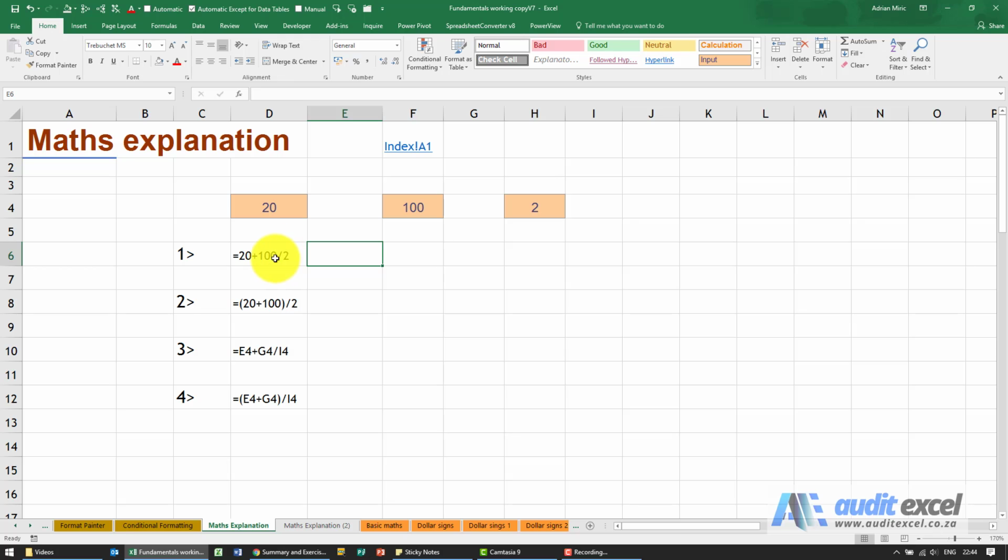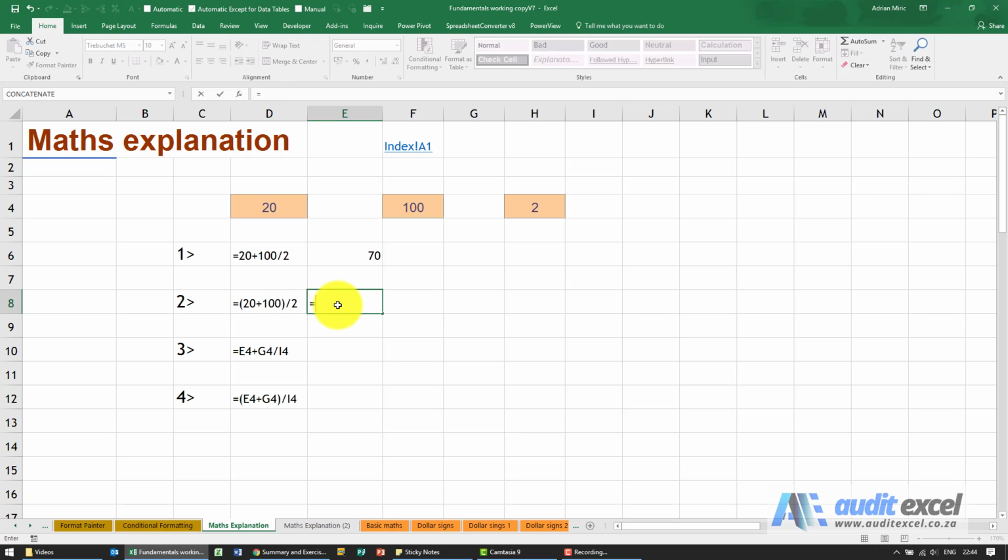So here we've entered it as text just so you can see it. But if I type it, I'm going to say equals, and notice up here the equal sign. Excel now knows it's got a calculator switched on. I'm going to type 20 plus 100 divided by 2. When I click enter, you'll see it comes up with 70, because what it's done is first the division, then the addition.